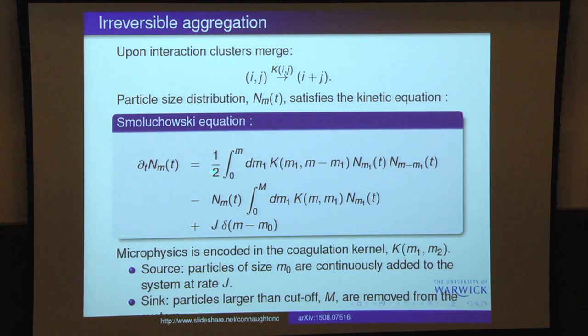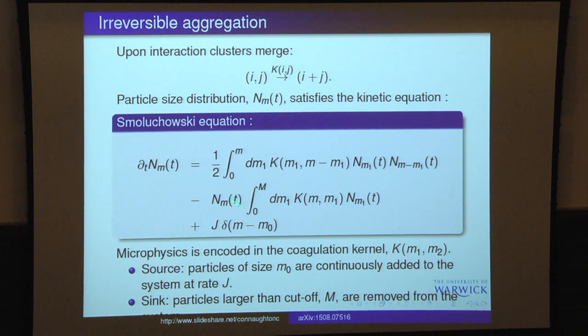Just very quickly on this equation, it's got quite an old history. It's nearly 100 years old now. The first term, the positive term, describes how you increase the number of particles of mass m. How does it happen? Two smaller particles whose masses sum to m merge at some rate given by the kernel, and then the mass action kinetics says that rate should also be proportional to the densities of the two droplet sizes going into the collision. And then you integrate over all possible ways that can happen.